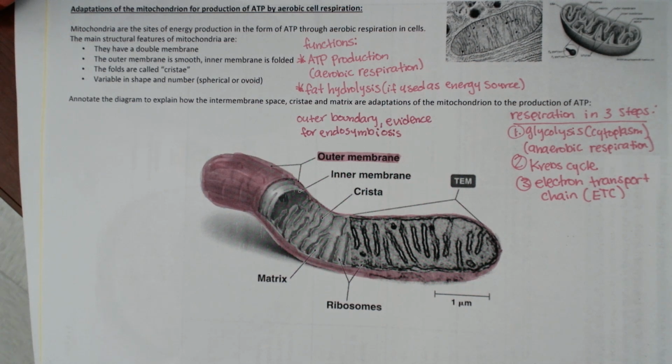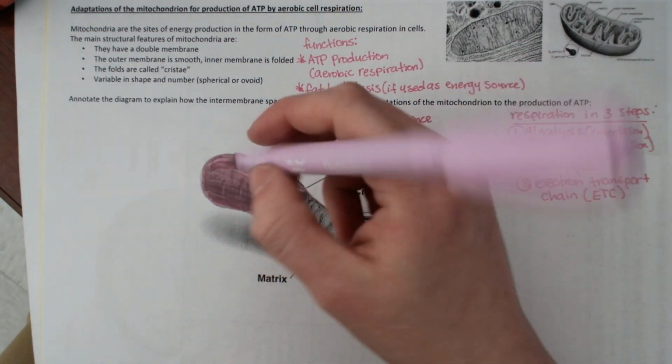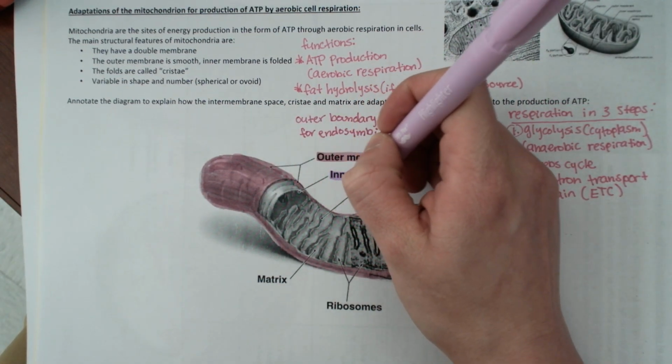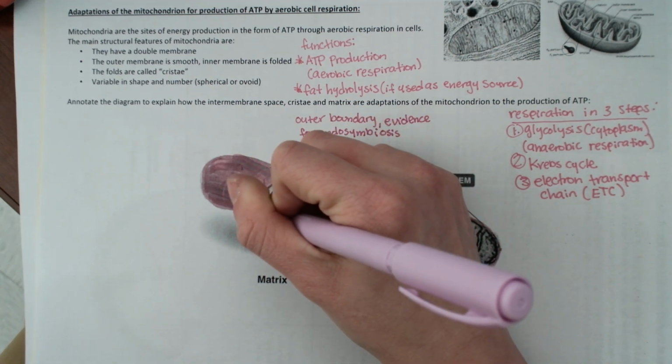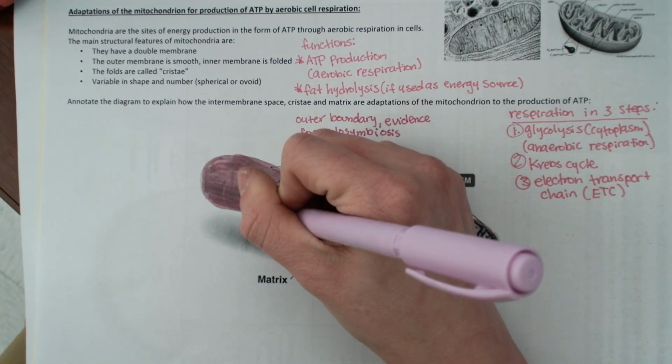After your outer membrane, you have your inner membrane, which is exactly where you'd think it would be, slightly inside the outer membrane.